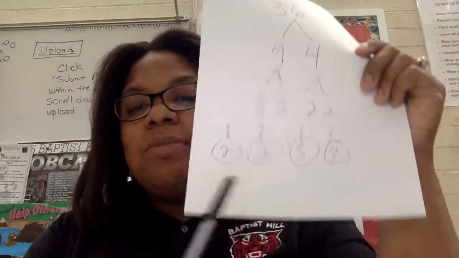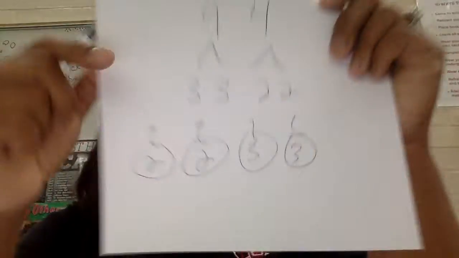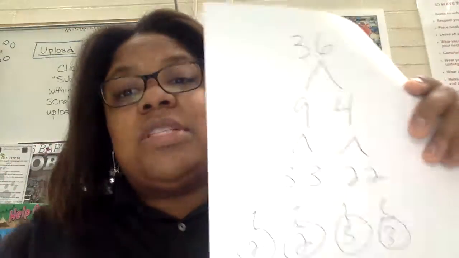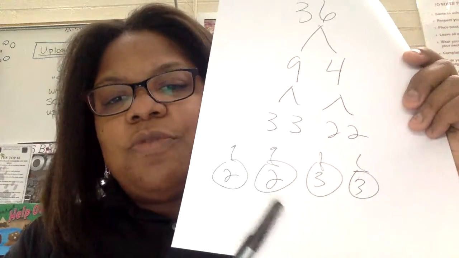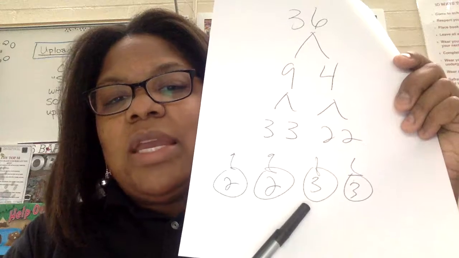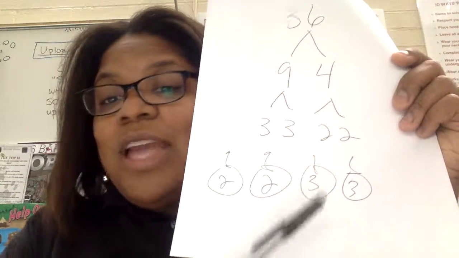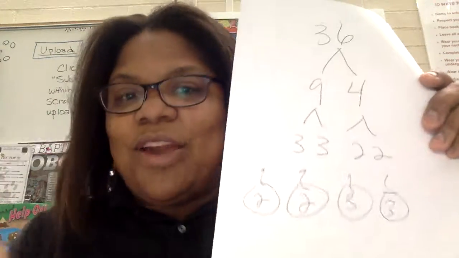So our prime factorization apple tree for the number 36 is 2 times 2 times 3 times 3. Good job. And remember, we can always multiply the prime numbers to see if we get the number at the top. So let's test that. 2 times 2 is 4. 4 times 3 is 12. And 12 times 3 gives us 36.